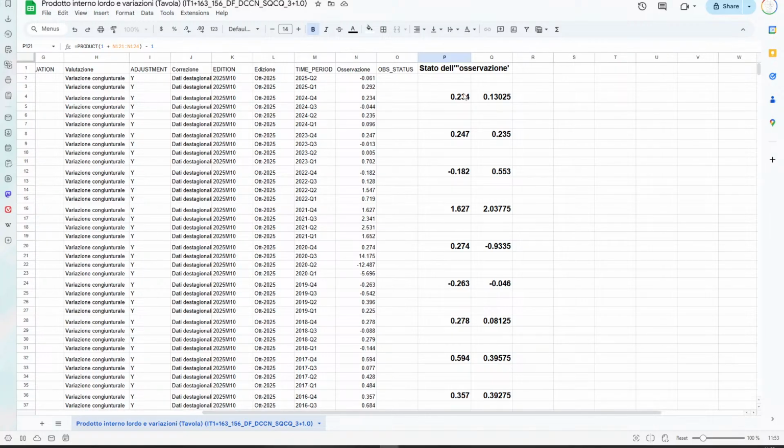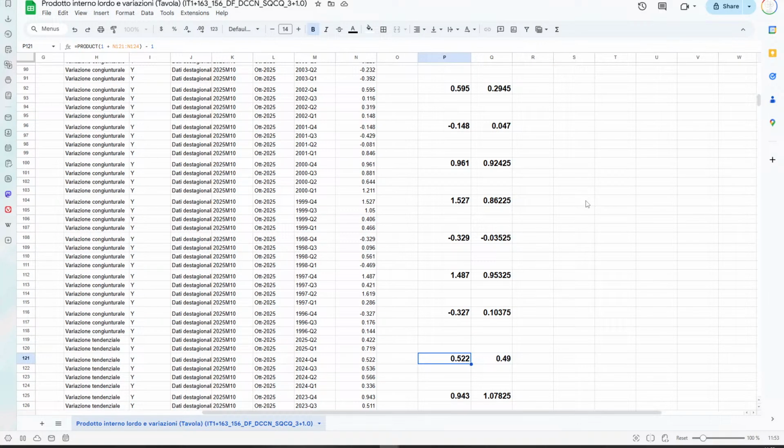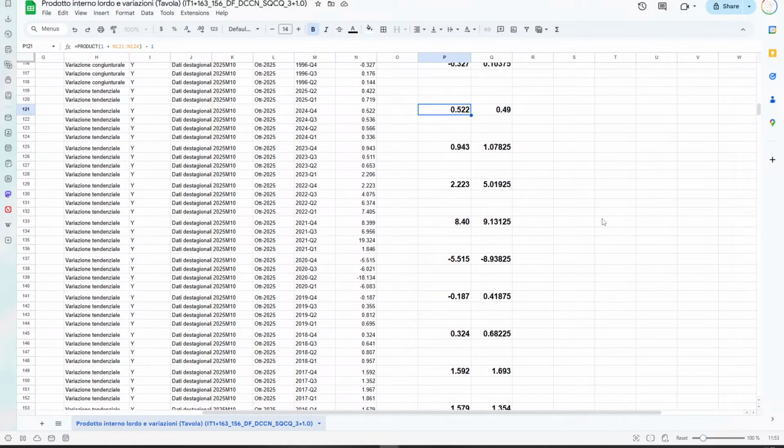So here you're measuring the business cycle quarter on quarter. Okay, fair enough. Tendential.